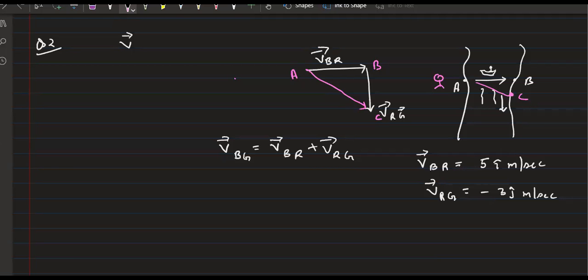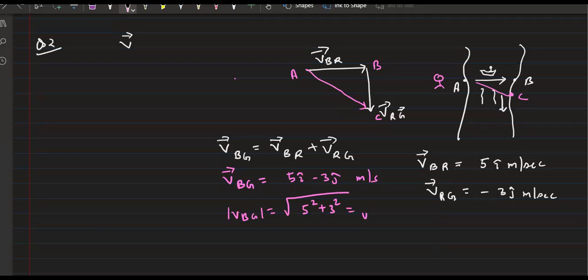So I can say that the velocity of boat with respect to ground is 5 i cap minus 3 j cap. So this is your vector. Magnitude-wise, the magnitude of vector BG is root of 5 square plus 3 square. It's pretty easy. Root of 34. Okay, everyone, let's see another live phenomenon that we always see.